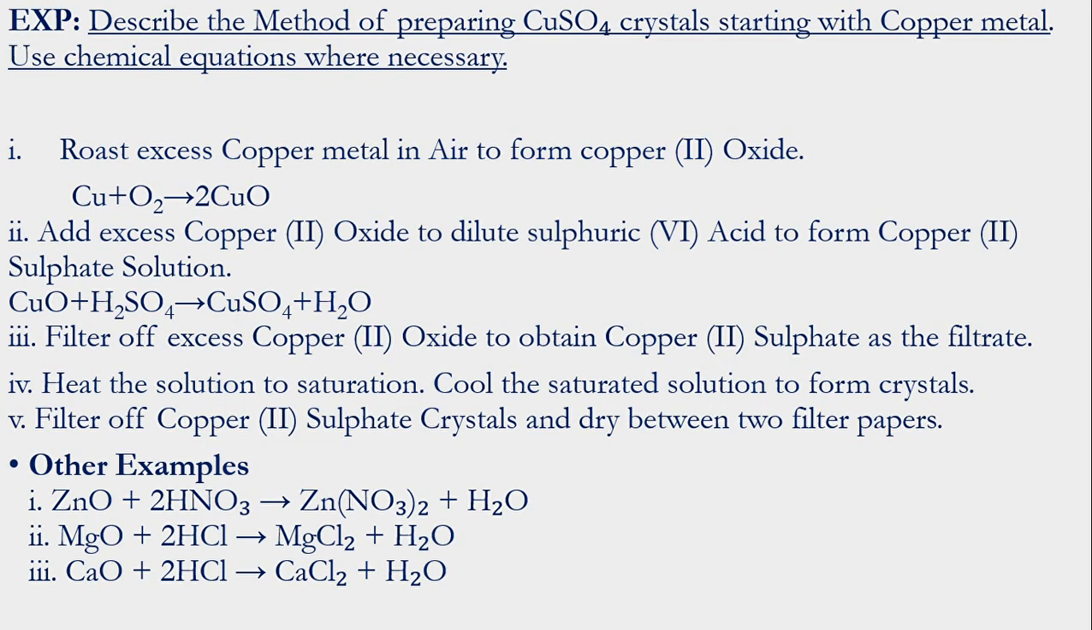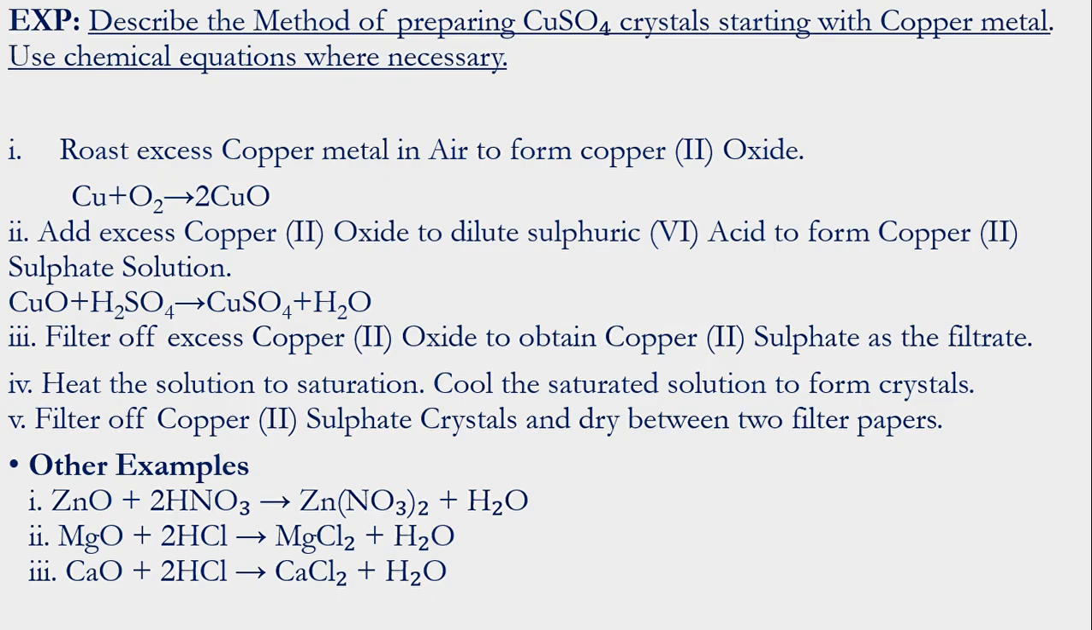Okay, we look at an experiment for preparation of copper sulfate crystals, starting with copper metal. We said you first roast. So you roast copper metal to form copper oxide. Step number 2, add copper(II) oxide in excess to dilute sulfuric acid. This one will give you copper(II) sulfate solution. Step number 3, we filter off excess copper(II) oxide to obtain copper(II) sulfate.